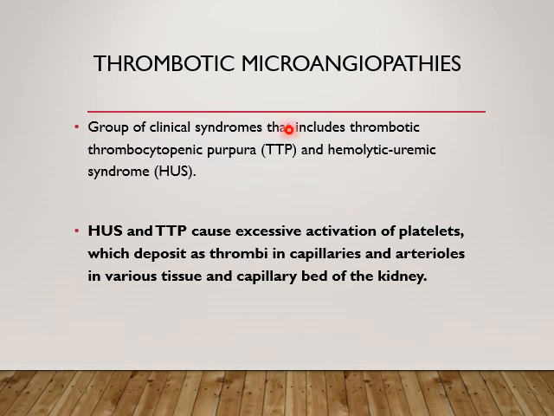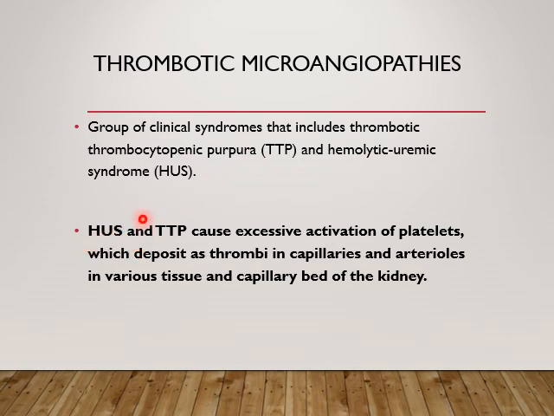So moving on to the next entity, thrombotic microangiopathies. As the name suggests, it is a formation of thrombus which will occlude the capillaries, arteries and arterioles of the kidney. Most commonly, the clinical syndromes involved in causing this vascular disease are thrombotic thrombocytopenic purpura, that is TTP, and hemolytic uremic syndrome. So how do these two clinical syndromes play a very important role in causing thrombosis of these smaller vessels of the kidney?